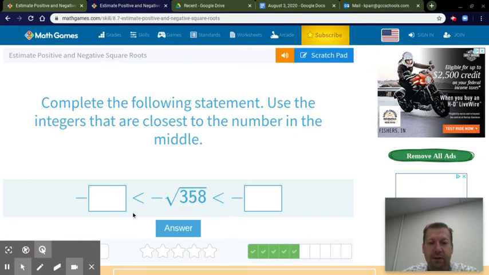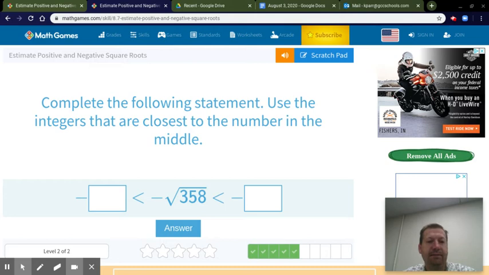When they get this large, you can go ahead and use a calculator and take the square root of 358, and it says that it's 18.8, and that tells me that it's between 18 and 19. So I'm going to put 18 here, 19 here.